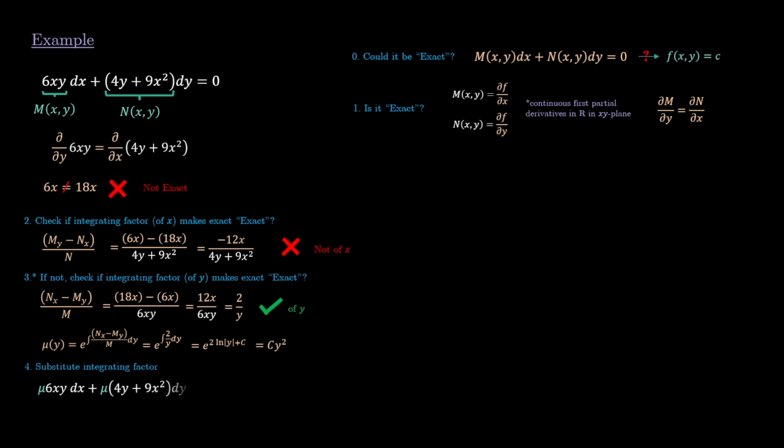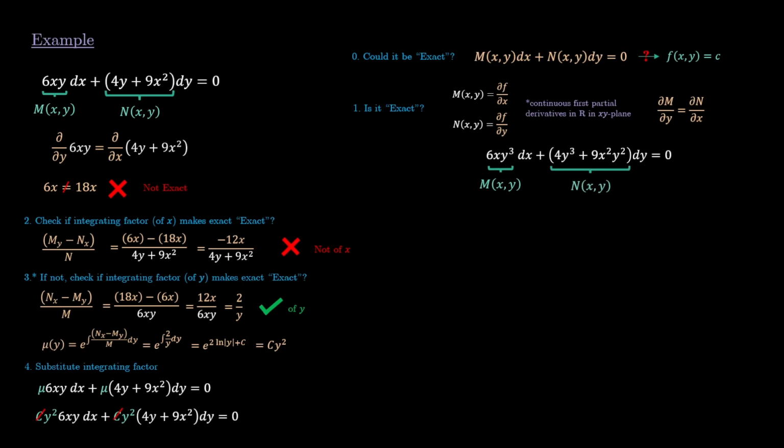Substituting for mu, we should see this: c y squared times 6xy dx plus c y squared times (4y plus 9x squared) dy equals 0. The c's cancel, and now we have this, and we see our new M and we see our new N. To verify that it is exact, we can reevaluate our criteria on the new M and N. So we do the following. Solving this, we get 18xy squared equals 0 plus 18xy squared. This equality holds, so we have verified that it is made exact.